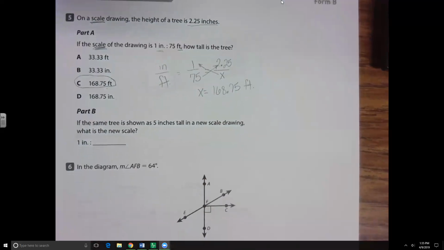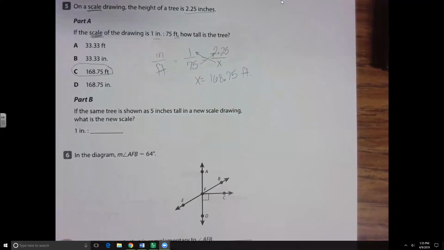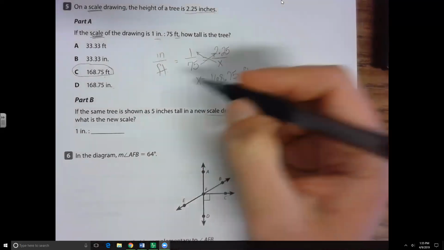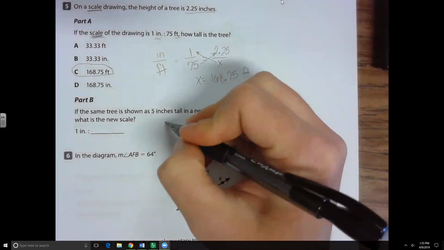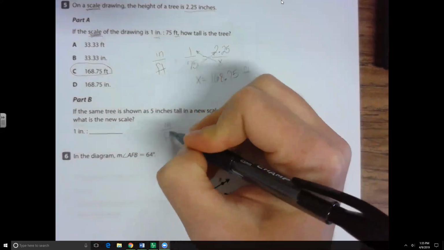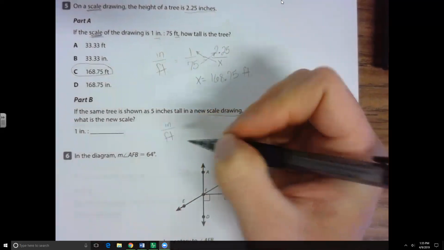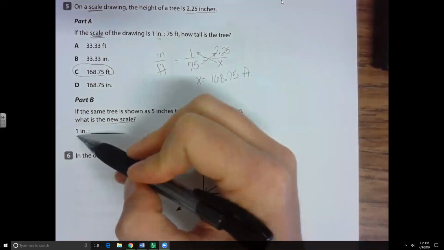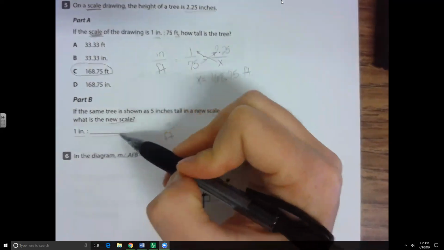And then if you look at part B, it says that the same tree is shown as 5 inches tall in a new scale drawing. What is the new scale? Okay, so again, I'm talking about scale. So I'm going to have a proportion. I'm doing inches to feet again. Okay, so my new scale is 1 inch to some number.